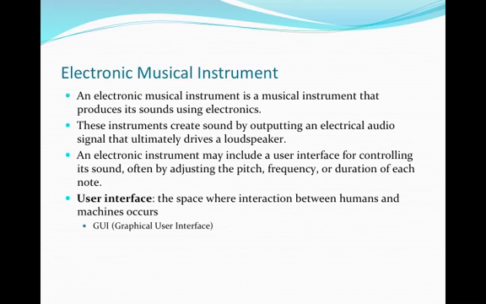An electronic musical instrument is a musical instrument that produces its sounds using electronics. These instruments create sound by outputting an electrical audio signal that ultimately drives a loudspeaker. An electronic instrument may include a user interface for controlling its sound, often by adjusting the pitch, frequency, or duration of each note. The user interface is the space where interaction between humans and machines occurs.